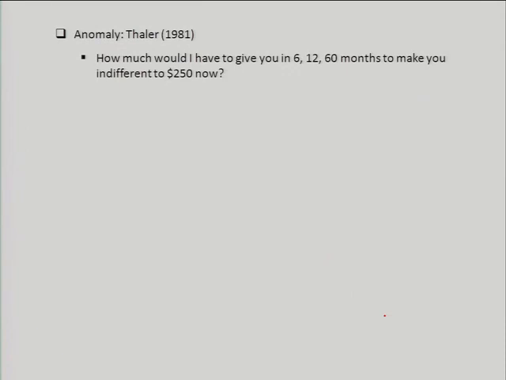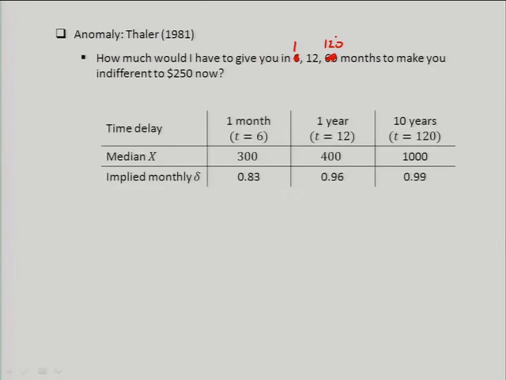Wait a minute, sorry, this is a mistake. That 6 should be a 1, and that 60 should be 120. I apologize. Yeah, 1 month, 1 year, 10 years. And this is what he got, okay? So that's x1, that's x12, and that is x120. You could claim that 400 is not that different from 2,500, but you don't get to claim plausibly that 1,000 is not different from a gajillion.